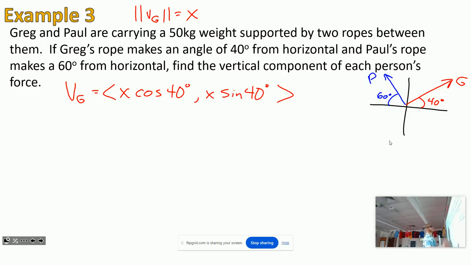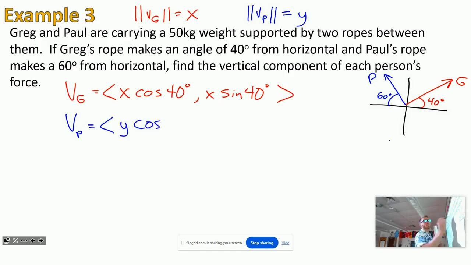Now Paul's setup, I'm going to do a similar thing to make it a little bit easier. Vector Paul, the magnitude of it, I'll make Y. You could leave it as the double brackets and call it that way, but I just want to minimize my writing and simplify it a little bit more. So I'm going to call it Y times cosine of his angle. Now remember, it's like unit circle angles, so I really want the angle from the positive x-axis, and that is going to be 120 degrees.